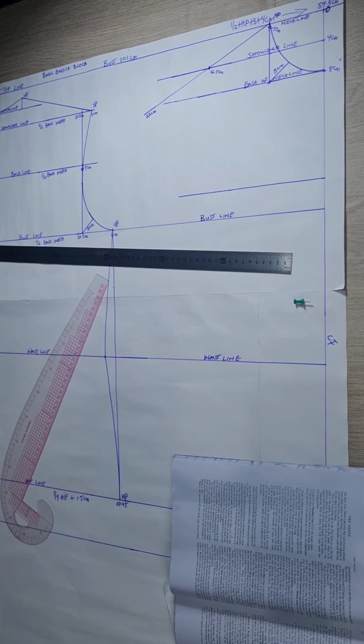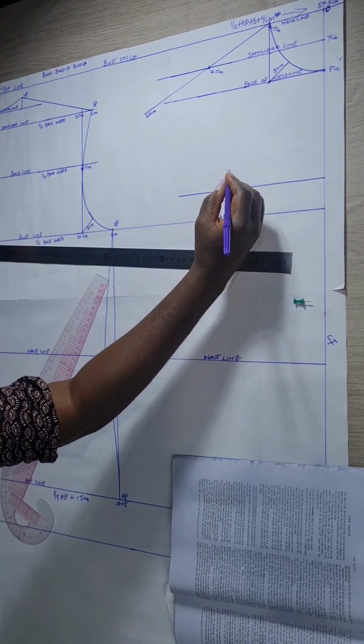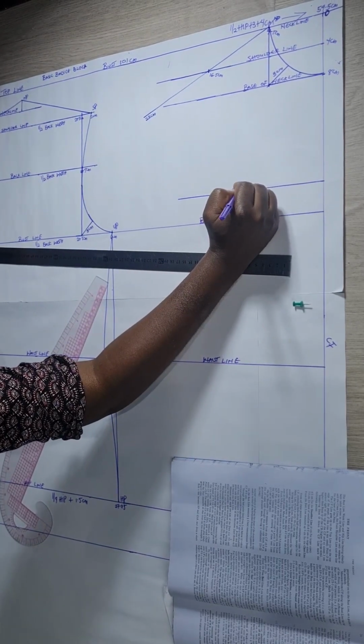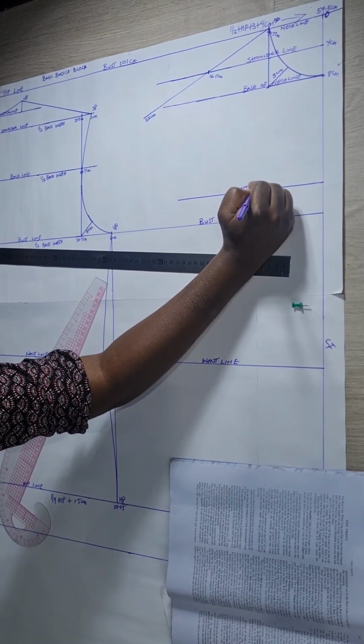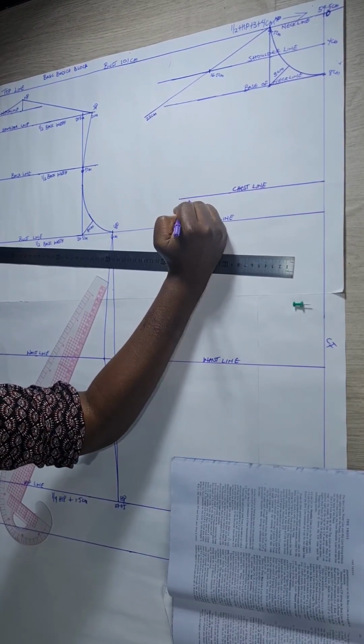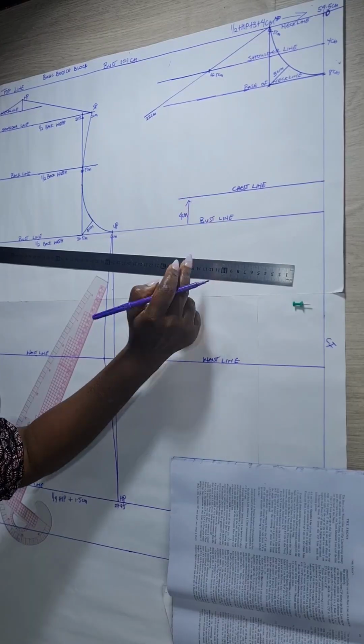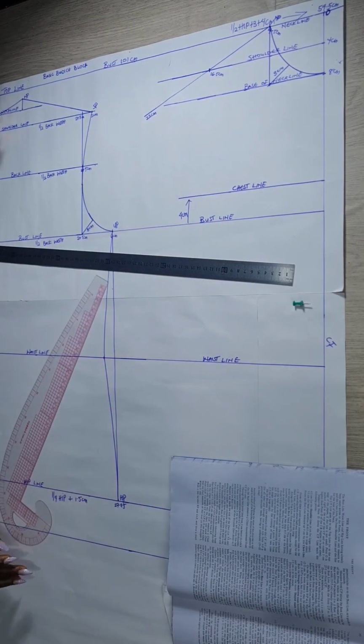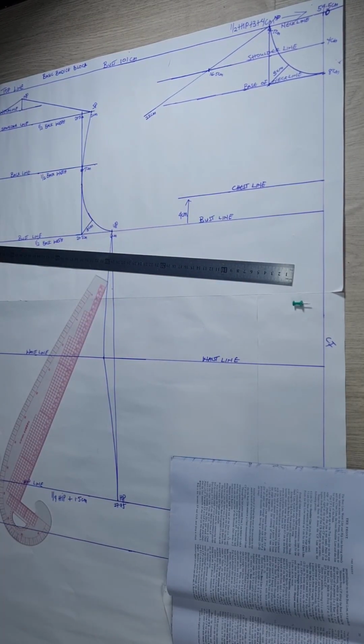Another method to find the slope of the shoulder is that used in the draft of the simplified bodice block. We are going to do the simplified bodice block, but for now, let's concentrate on this. This is my chest line. How did I get this? I came up by 4 centimeters. From the bust line, I measured up 4 centimeters to get the chest line.